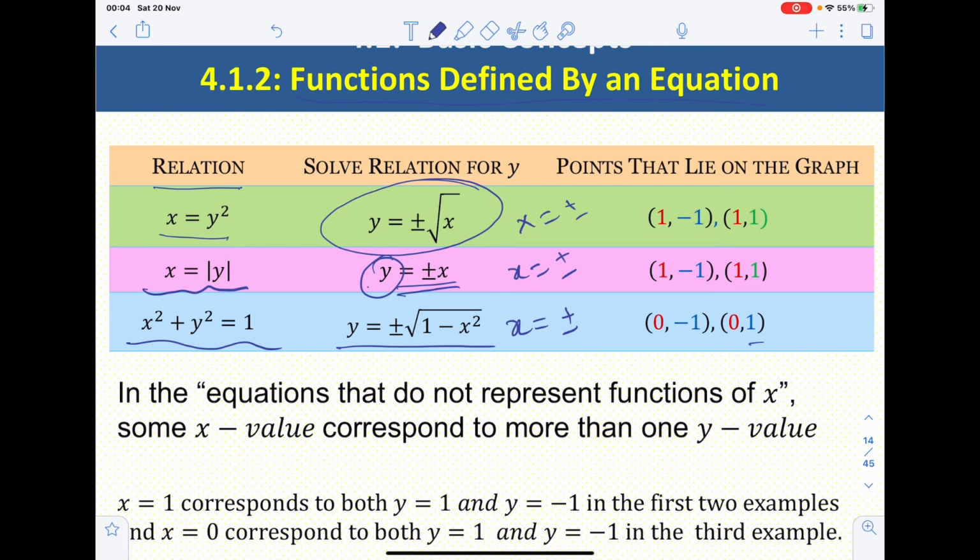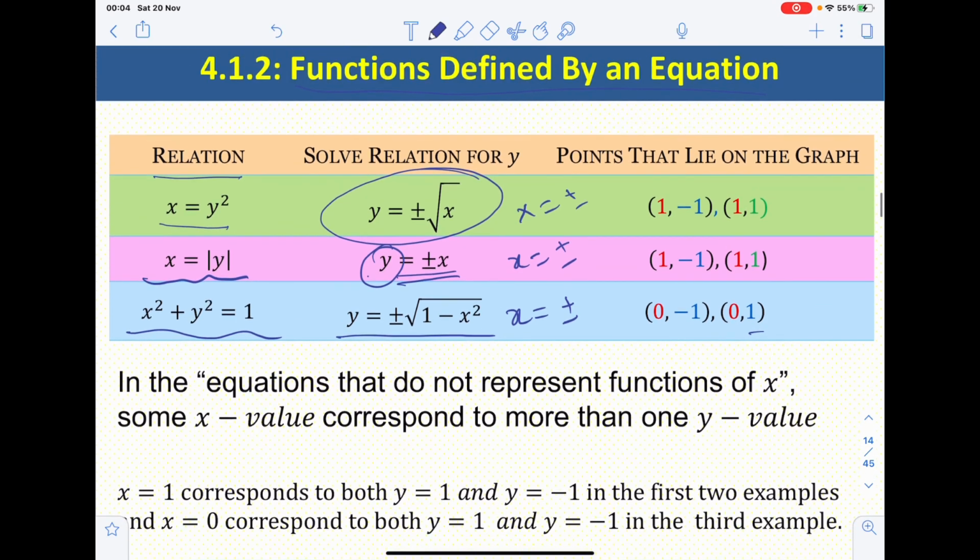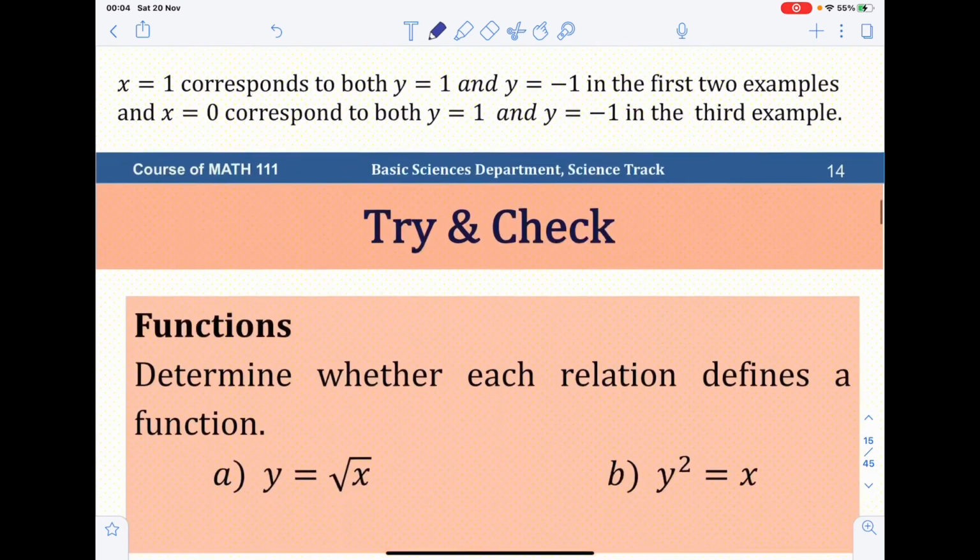Anyway, here is a point that is on the graph. We have these two points on the graph. As you can see, there is one point of x that corresponds to two different values of y. Here also one value of x corresponds with two different values of y. Here one x corresponds to two different values of y.